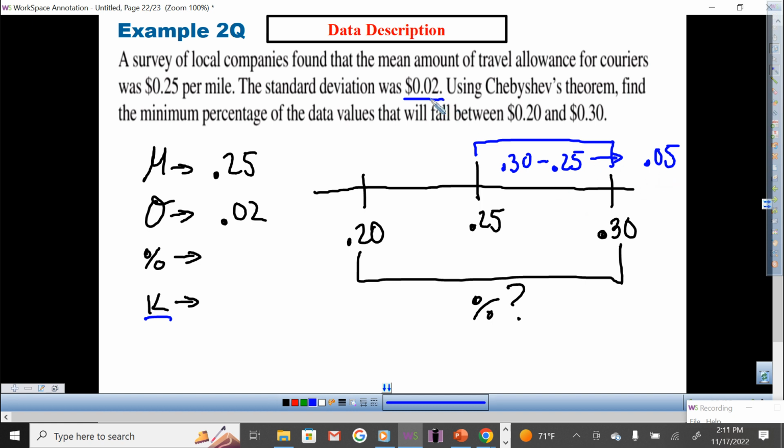So what do I do to this, given 0.02, to see how many standard deviations? So what do you guys think? Divide. That is correct. So divide by 0.02. And that's going to give us our what? K. So 0.05 divided by 0.02, 2.5.